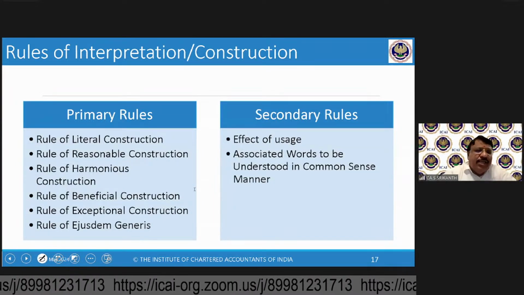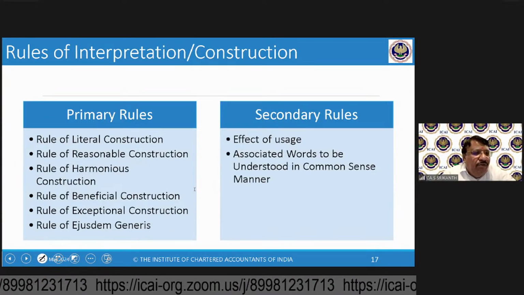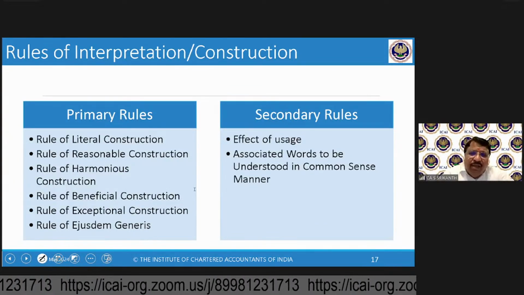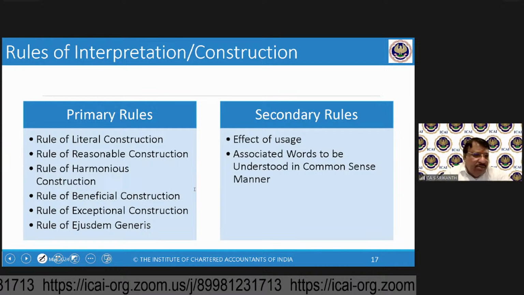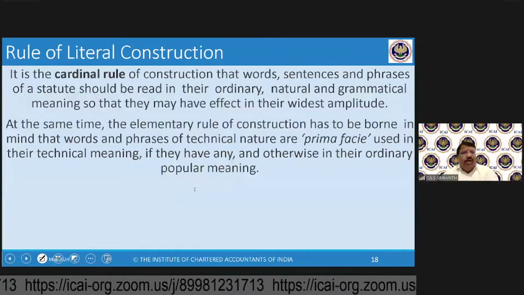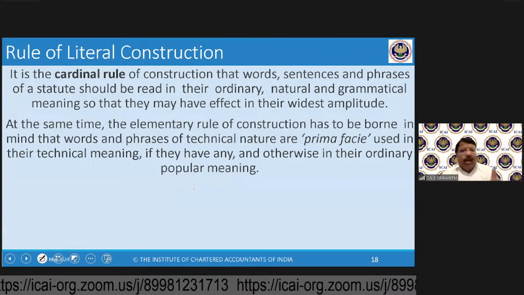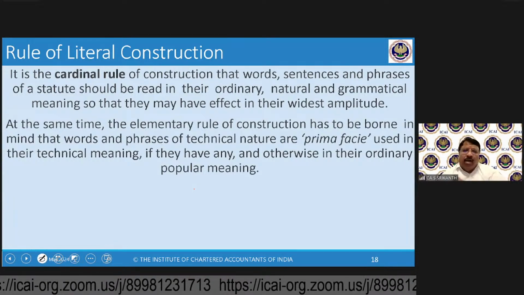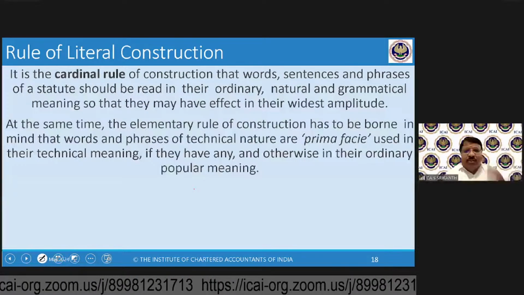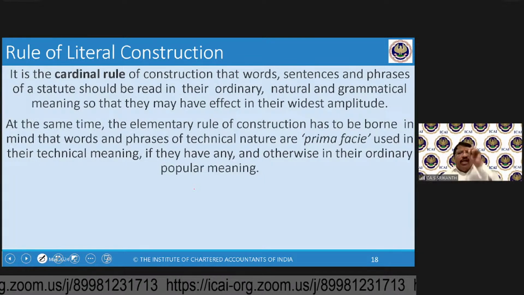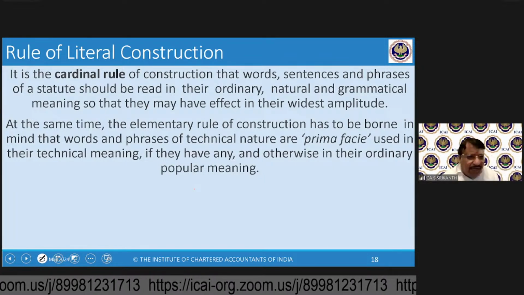So there are, as I told you, about 7 primary rules and about 2 or 3 secondary rules. The primary rules we will see quickly. The rule of literal construction. It is the cardinal or primary, important rule of construction. The words, sentences, and phrases of a statute should be read in their ordinary, natural, and grammatical meaning.